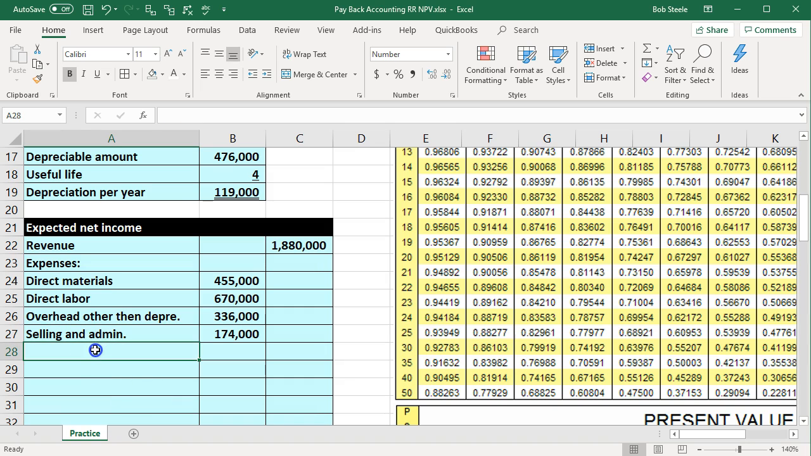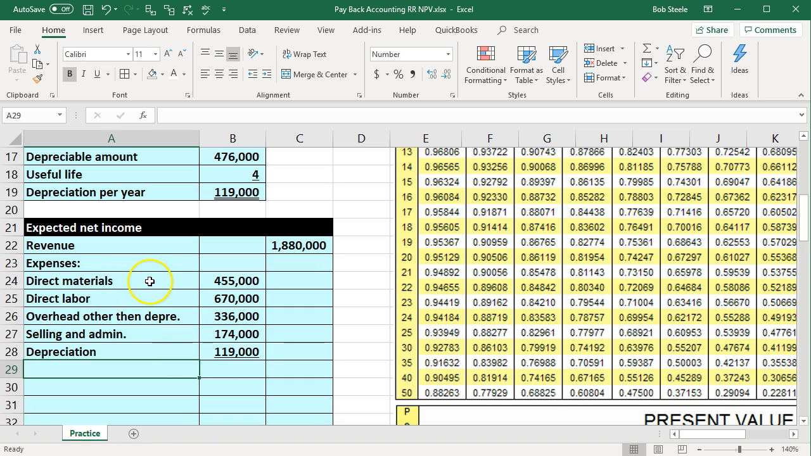Then we're going to also add to this the depreciation that we just calculated. So we're going to say, all right, the depreciation for the equipment is going to be equal to this $119,000 per year. That's going to give us our total expenses.